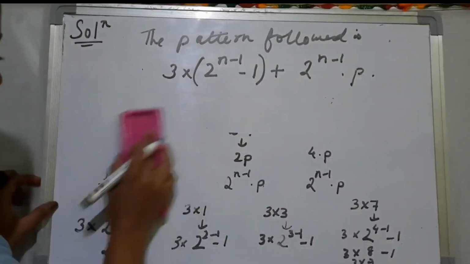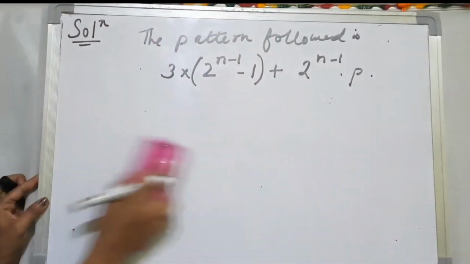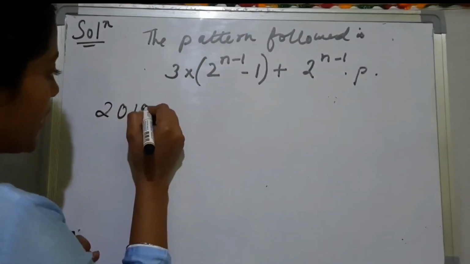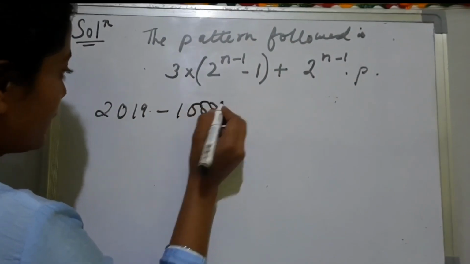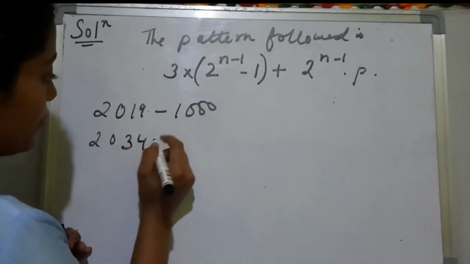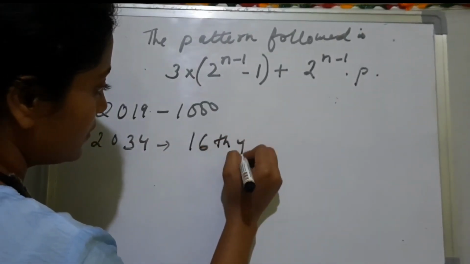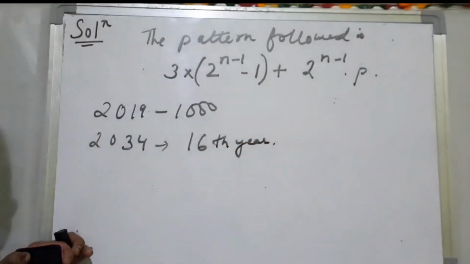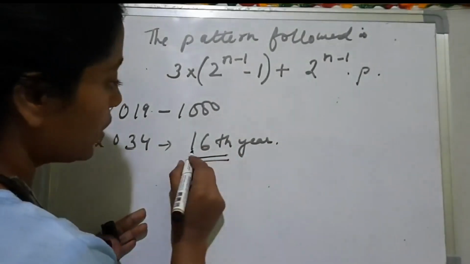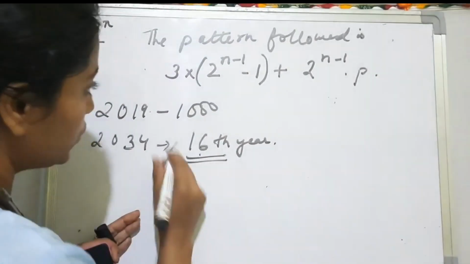Now coming to the question. We have to calculate the population of 2034. In the question it is given 2019 population is 1000. Similarly, we know that for 2034 the year will be 16th year. So we need to find the population of 2034. The year we have got is 16th year. So we'll put the value here and find the population for 2034.